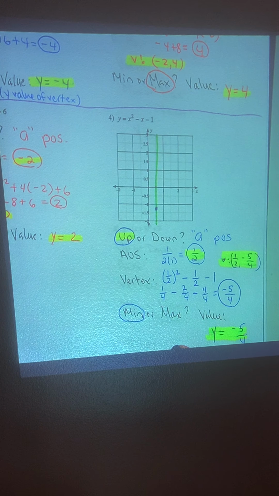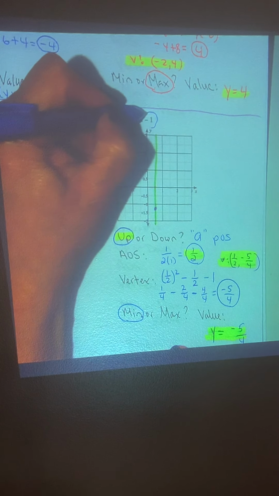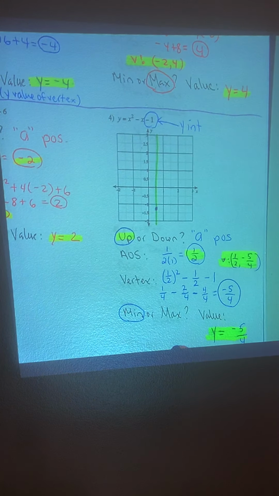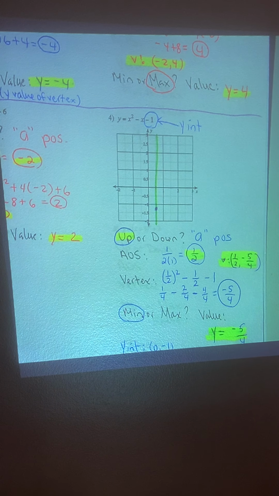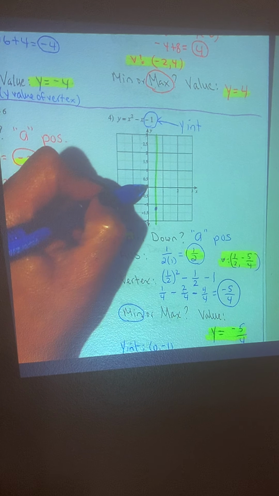Okay, what else can I do? Well, if you recall, we can find the y-intercept, which I should have done in these other problems. The y-intercept is C. Isn't that the y-intercept? So the y-intercept is negative 1. So let's write that here: 0, negative 1. Okay, so the y-intercept is 0, negative 1.